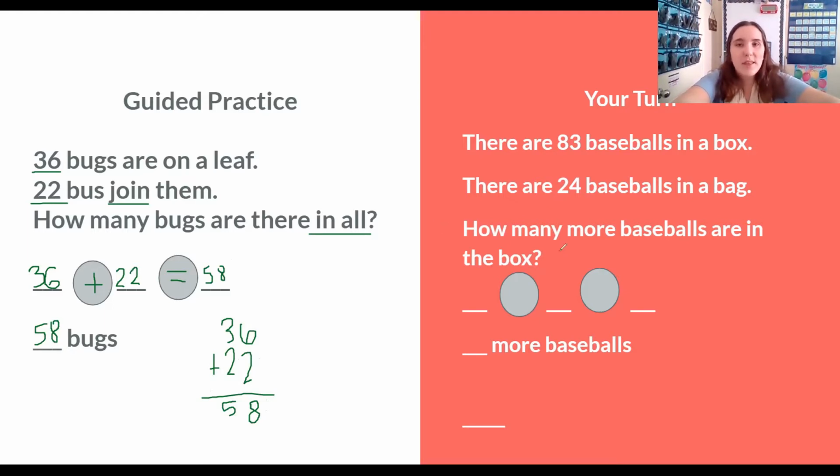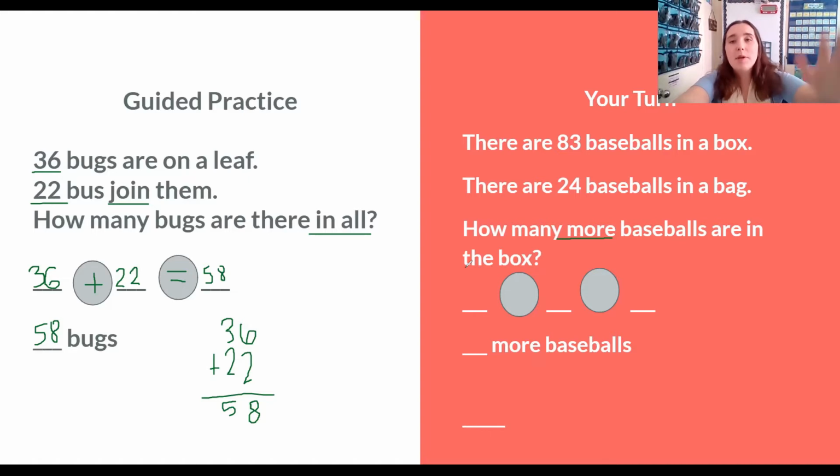Let's read yours. There are 83 baseballs in a box. There are 24 baseballs in a bag. How many more baseballs are in the box? How many more is a great way to tell you that you need to be doing subtraction. So write out your equation here, then solve it, and then come back to me when you think you found your answer. You ready? So I know that there are 83 baseballs in the box, which is the bigger number.